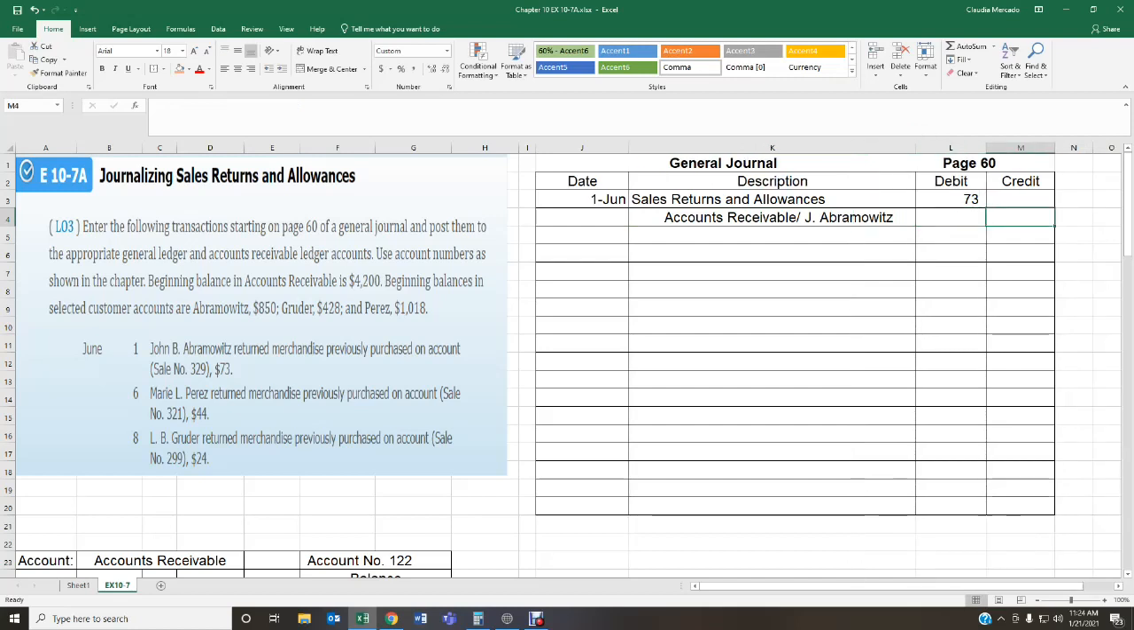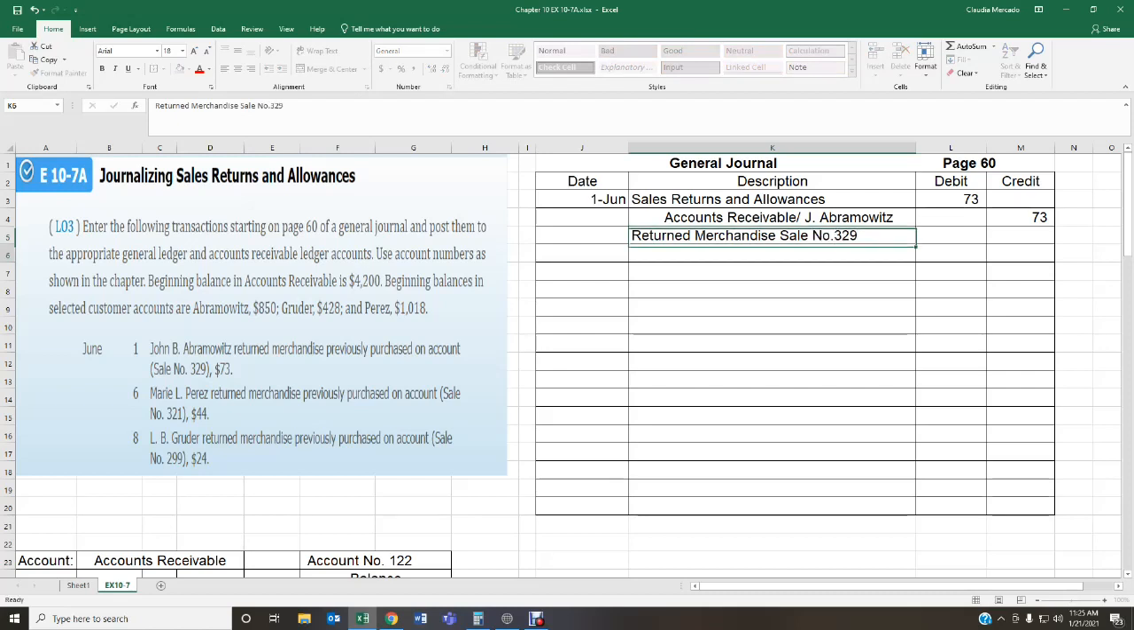Let me just make this a little bit bigger. Every time you have a return, you're going to debit sales returns and allowances. Depending on how they paid, if they paid you cash, then you have to give them back your money, right? You're going to give them cash. In this case, they had paid on account, so we're going to give a credit to their accounts receivable. That way when they pay us for the difference, those items that were returned would be credited to their account. And then we're going to put here returned merchandise on sale number 329.